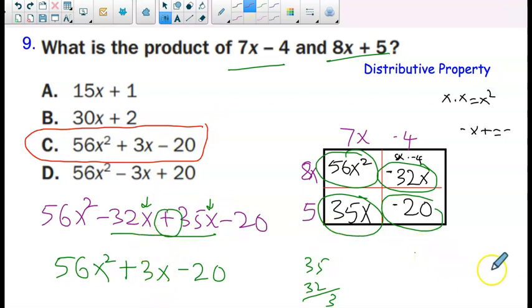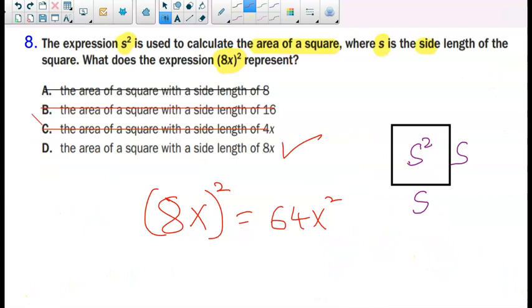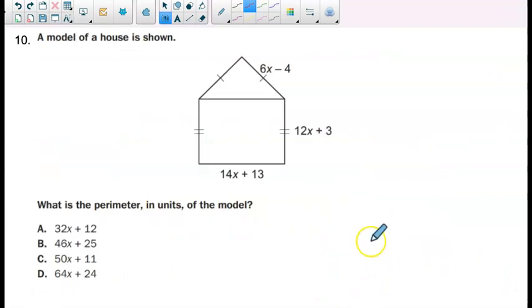Go to the next problem, number 10. So here I have a model of a house shown to us. What is the perimeter in units of the model? So whatever are the units, that's fine. All are the same, in fact, in this scenario. Now I have a rectangle, and on the rectangle there is a triangle. And only these are the markings I have.